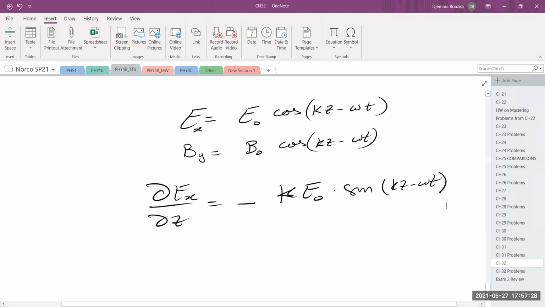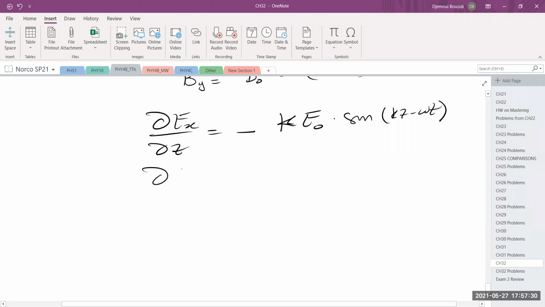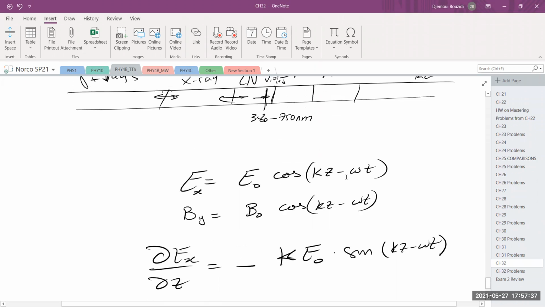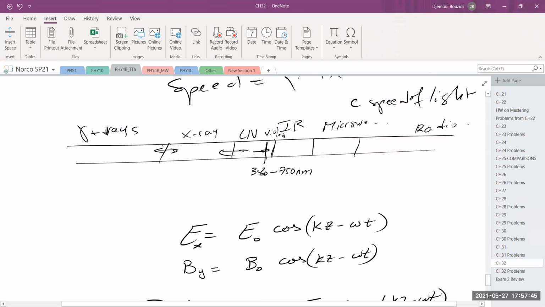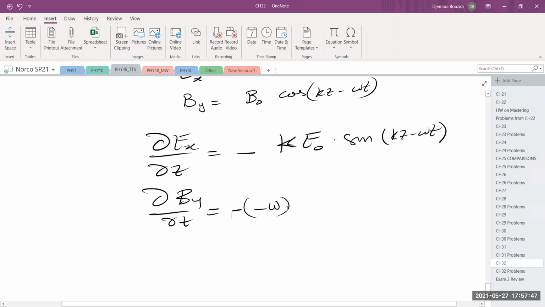So I will have the derivative of B with respect to t. I'm going to look at the signs in here. I'm going to pull out the minus omega first from the get-go. So I have a minus omega, and then I'm going to change the cosine into a negative sine, because when I take the derivative of cosine, it becomes a negative sine. And then I have a B naught times a sine of kz minus omega t.